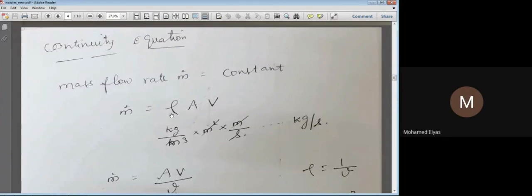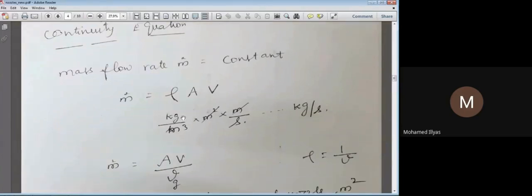This mass flow rate can be defined with respect to the density of the fluid, the cross-sectional area of the passage, and the velocity of the fluid: rho A V. Density is in kg per meter cube, flow area in meter square, and velocity in meters per second. If you simplify the units, meter square times meter per second over meter cube, the meters cancel. So the mass flow rate unit is kg per second.